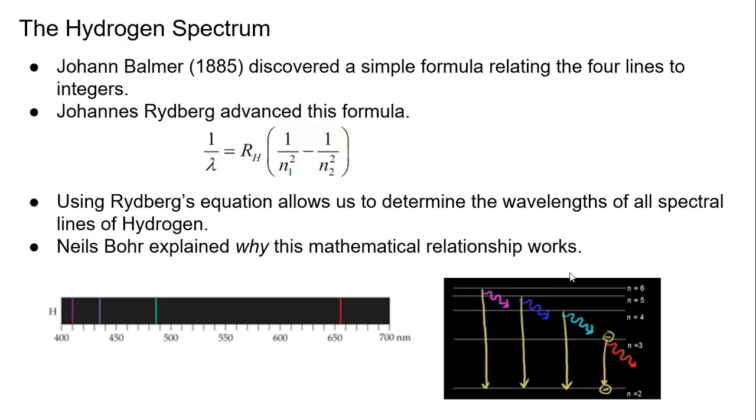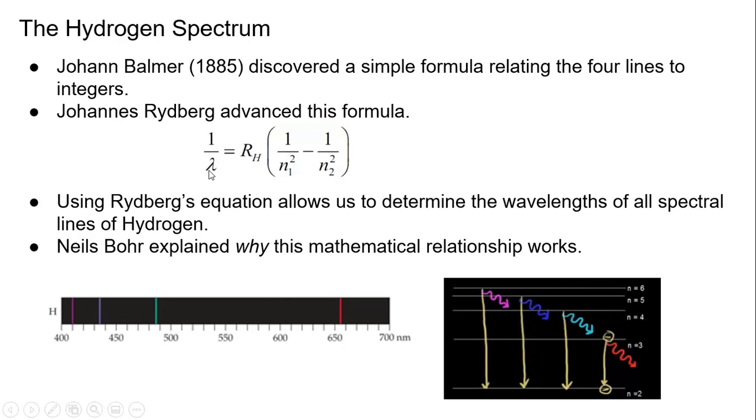What happened here is that Johann Balmer, a Swiss teacher, determined that the four wavelengths, specifically for hydrogen here, fit into a formula that relates the wavelengths to number values. So we could then determine what these wavelengths were. Balmer's equation eventually was developed into the Rydberg equation, which is what you see here.